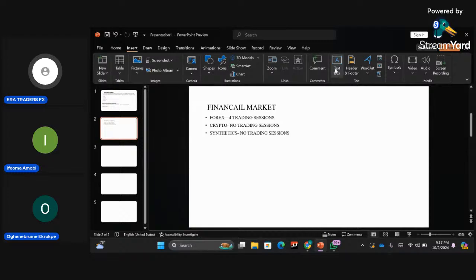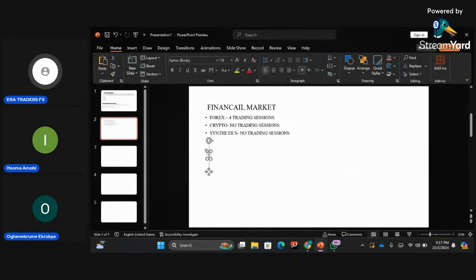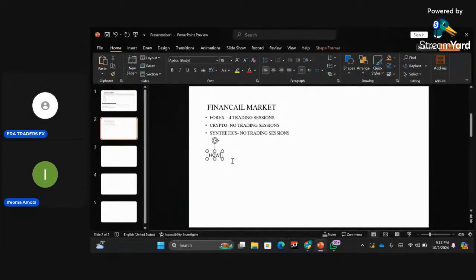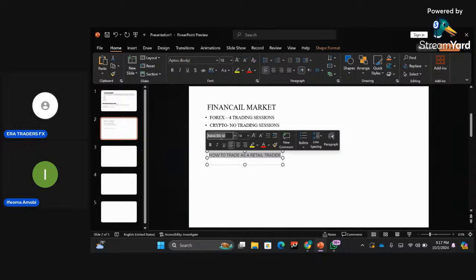Remember, I said we use technical analysis, fundamental analysis, sentimental analysis. How to trade as a retail trader, because every one of us falls under this category. Even if you are trading a $1 million account, you are still a retail trader. So how to trade as the retail trader that you are? Let me increase this a little bit.